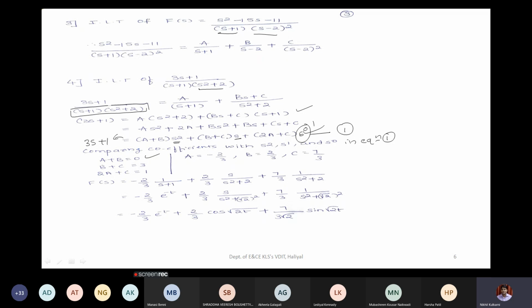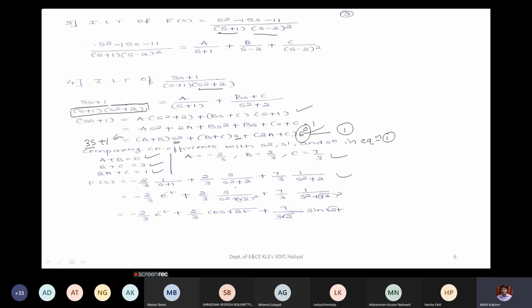Then b plus c, the s term is there, that is 3s. So b plus c is equal to 3. Then 2a plus c will be equated to 1. If you solve this, you can use the calculator also, you will get this. Then substitute, and you will get the required values.